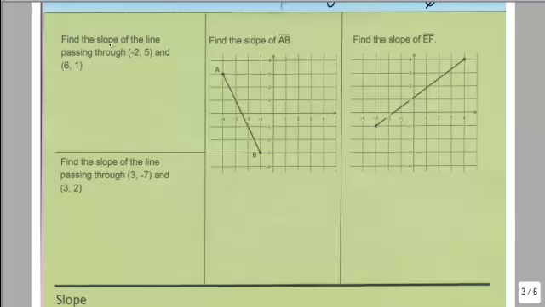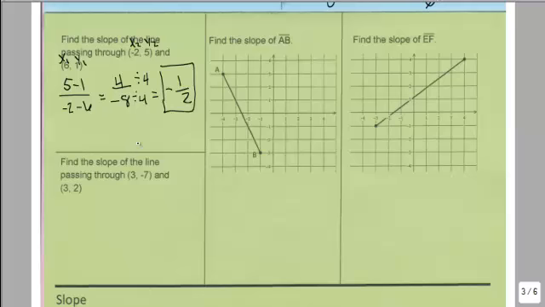So to find the slope, we need to have x1, y1, x2, y2. My y's go on top, so it's 5 minus 1. My x's go on bottom, so negative 2 minus 6 equals 4 over negative 8. Which, when we reduce it, divide the top and the bottom by, well, 4, not 2, gives you negative 1/2 as your slope.